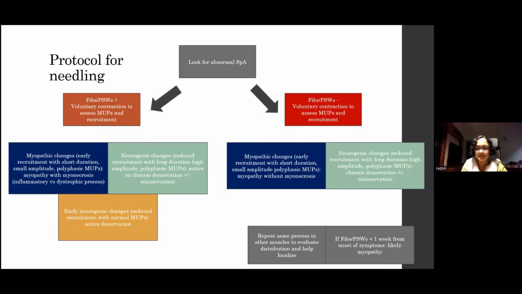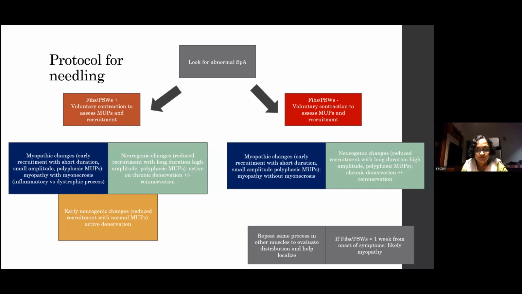Once you've determined that, then repeat the same process in other muscles to look at the distribution and try and localize. One little thing that's quite useful to remember is if you have a history that is less than 1 week, very clearly reliable history from the patient or the bystanders, and if you find fibrillations and positive sharp waves at that point, which you shouldn't in a neurogenic disorder, then you're likely looking at a myopathic process. So early fibrillations or positive sharp waves within 1 week from onset of symptoms, it's likely a myopathic process.